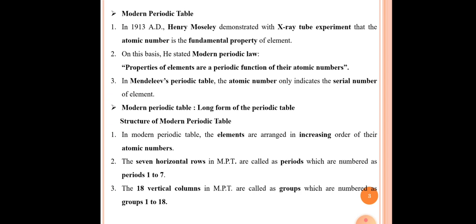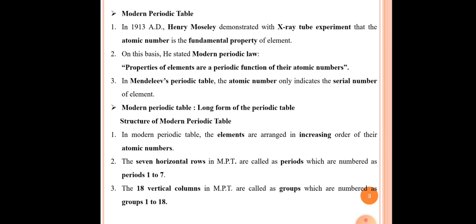So after that, our second point is structure of the modern periodic table. The modern periodic table is also called the long form of the periodic table. In that, our first point is, in the modern periodic table, the elements are arranged in increasing order of their atomic numbers. So this is a very important point here.